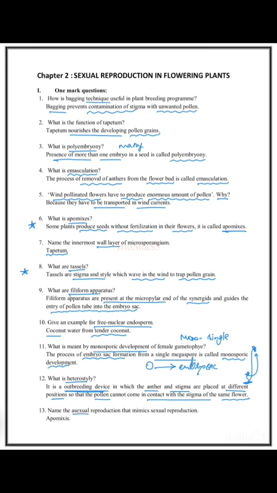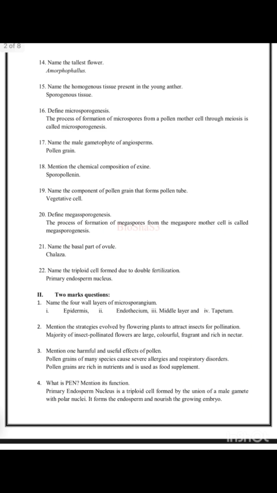Name the asexual reproduction that mimics a sexual reproduction, that is apomixis. This is one important term you have to remember. Even though it is an asexual reproduction, it will mimic the sexual reproduction. Name the tallest flower, that is Amorphophallus. Name the homogeneous tissue present in the young anther, that is sporogenous tissue.